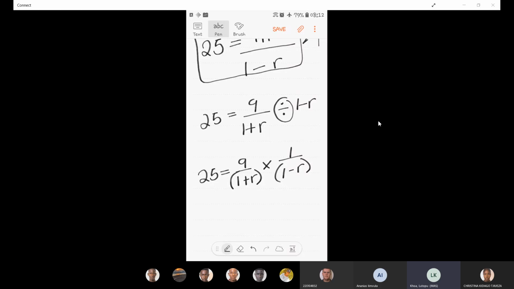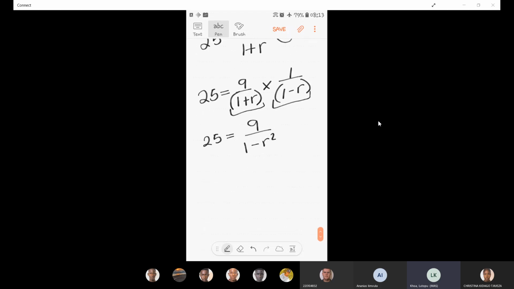So you have 25. This is equal to 9 over 1 minus R squared, so 1 plus R multiplied by 1 minus R. That is the formula for factorizing a difference of squares. Then what you do is you will cross multiply. So you have 25, 1 minus R squared. This is equal to 9.